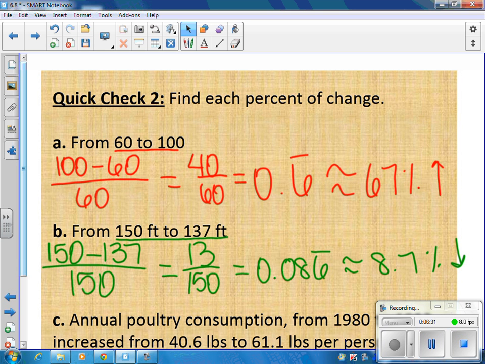Writing that as a decimal, I get 0.086 repeating. When I move that decimal 2 places to the right to convert it to a percent, I'm going to get 8.66. So I'm going to round that to about 8.7%. These numbers were getting smaller. I went from a bigger number down to a smaller number, so I am going to have an 8.7% decrease. Remember, that arrow is very important. We need to show whether the values were getting larger with an increase, like in part A, or whether our values were getting smaller, showing a percent decrease, like in part B.